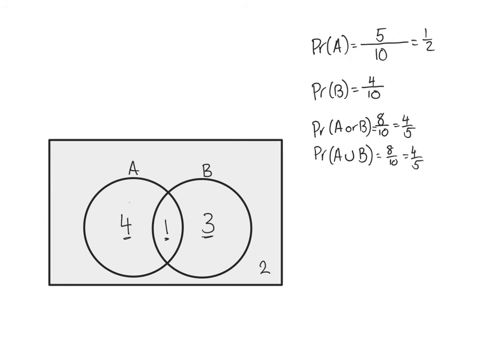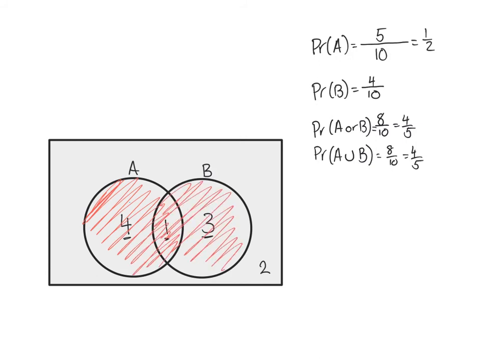If we were to draw on our Venn diagram the region that represents A union B, or A or B, it's the whole of this circle and the whole of this circle here. So A or B is this red zone.